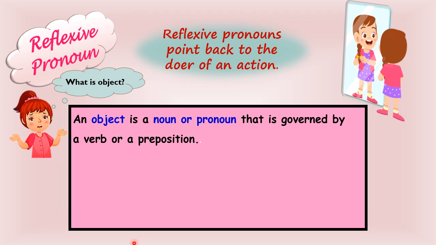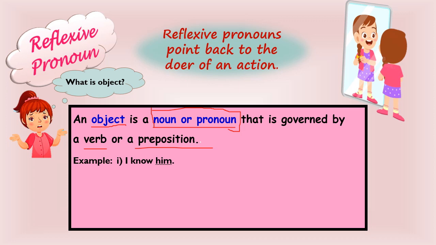Is it clear? I'm repeating again. Object is a part of a predicate. Yes, and it will always be either a noun or pronoun. Yes, and this noun or pronoun, that means the object, always falls after a verb or preposition. Is this clear? Now let's take an example.